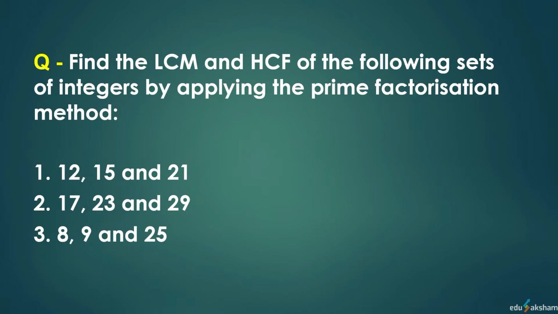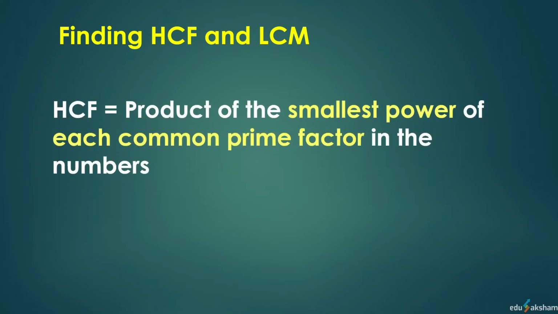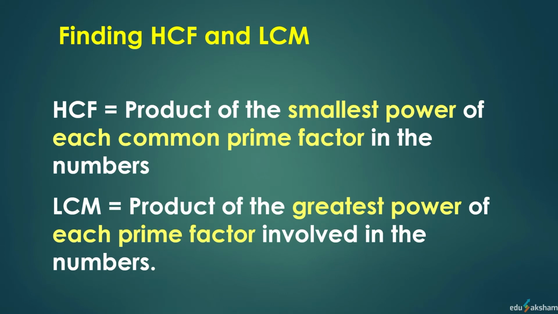Now, let us see how we can find the HCF and LCM of these sets of integers. When we write the sets of integers as a product of their prime factors, the HCF will be the product of the smallest power of each common prime factor in the numbers, whereas the LCM will be the product of the greatest power of each prime factor involved in the numbers. Let us have a look at the numbers given to us.